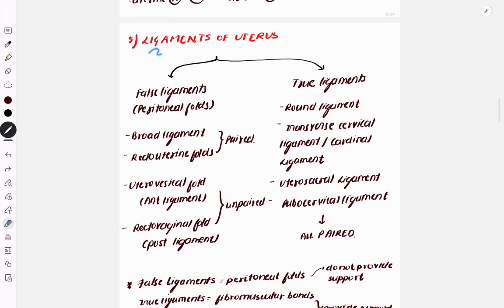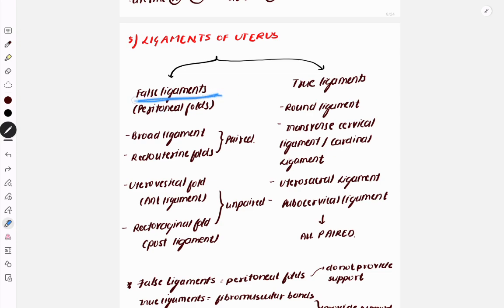So as relations of uterus is completed, next we have to speak about the ligaments of uterus. So we can divide the ligaments of uterus into false ligaments and true ligaments. Now true ligaments are the ones which provide the support to the uterus, which means they will keep the uterus in its normal position. They do not allow the uterus to fall down, and this falling down of uterus in medical terms is called uterine prolapse. So these true ligaments will actually do a function, which means they will prevent the uterine prolapse or the fall of the uterus from its normal position.